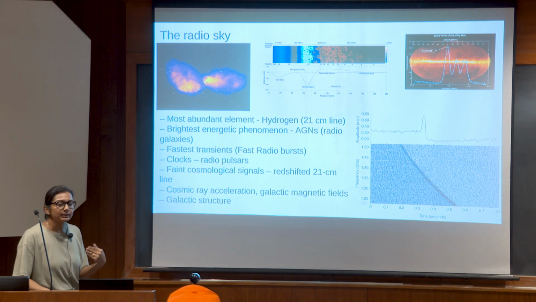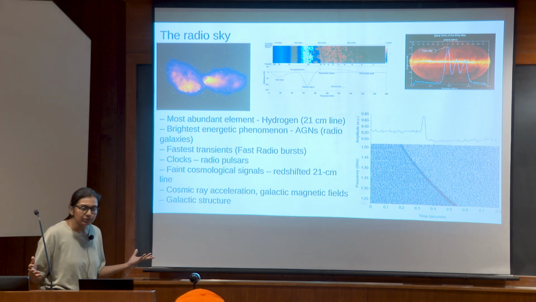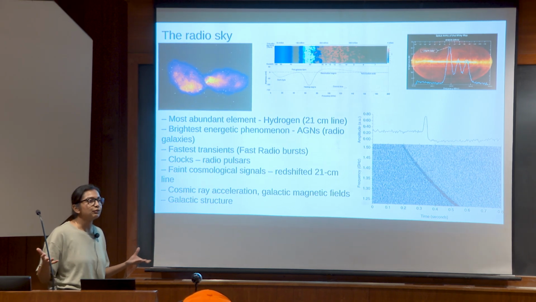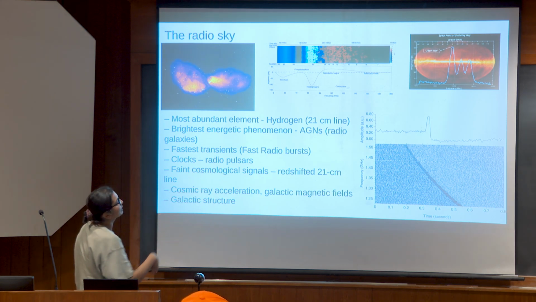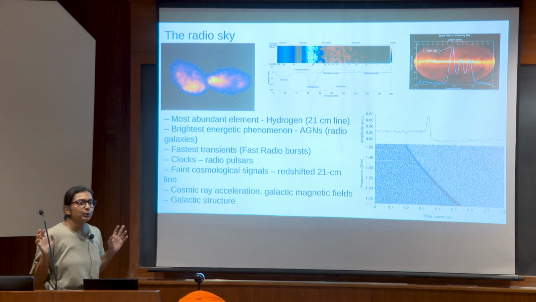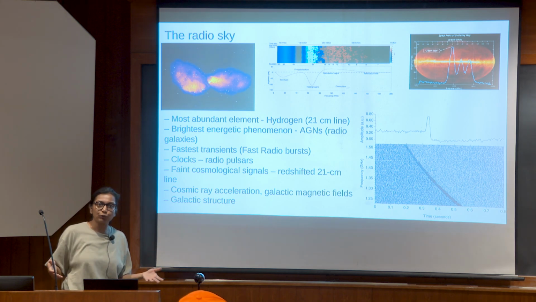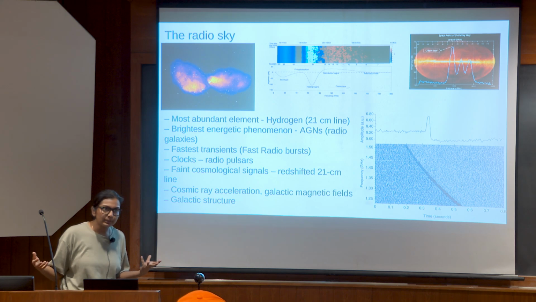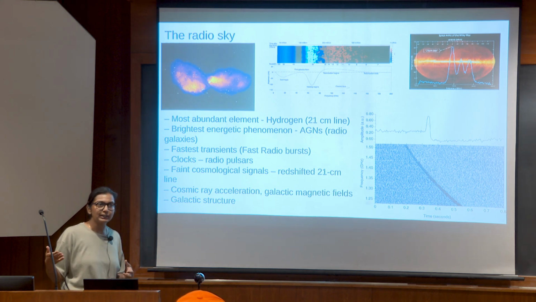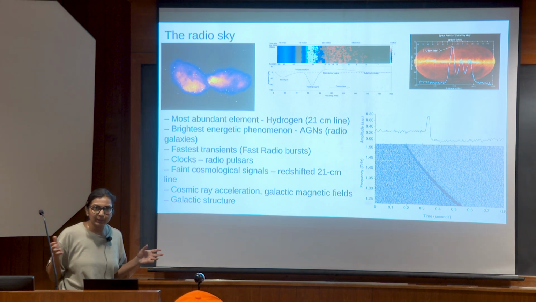For example, our galaxy has neutral hydrogen, so you can make a map of our galaxy at 1420 megahertz and it will look something like that. That's not a very great picture, but you can look up radio maps of our galaxy at 1420 megahertz. Other things are very bright energetic phenomena called active galactic nuclei, or AGNs. Essentially, these are also called colloquially radio galaxies.